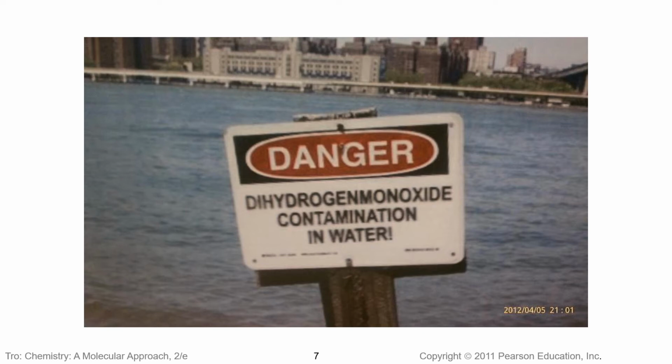Danger, dihydrogen monoxide contamination in water. So what does this mean? Dihydrogen monoxide. Well, dihydrogen monoxide is H2O. So it's saying water contamination in water. A few years ago, there was a panic started when an announcement was made on April Fool's Day that dihydrogen monoxide was contaminating the water. So it's really important to have a little bit of chemistry knowledge to avoid this kind of panic.